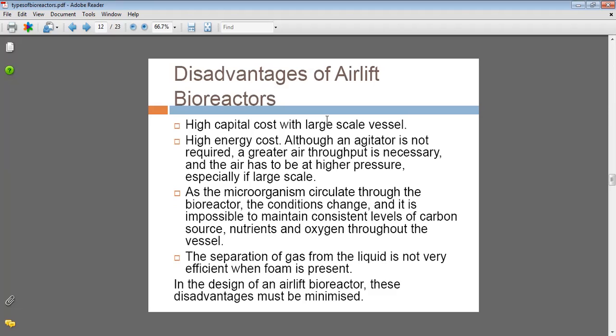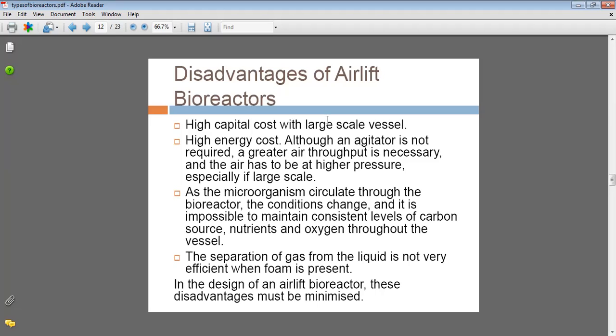As microorganisms circulate through the bioreactor, the conditions change and it is impossible to maintain a consistent level of carbon sources, nutrient sources, and oxygen throughout the vessel. The separation of the gas from the liquid is very efficient, but foam is present. In this design of airlift bioreactor, the disadvantage may be mismatched.